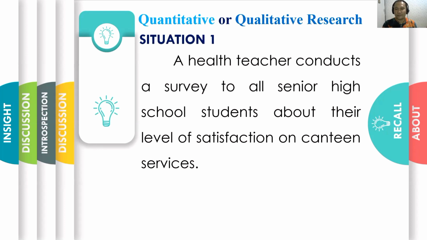Situation number one. A health teacher conducts a survey to all senior high school students about their level of satisfaction on canteen services. Now, in this case, the health teacher made use of a survey, and the aim of the study is to know the level of satisfaction of the senior high school students. Therefore, in this case, numerical values are going to be collected. Therefore, this is a quantitative research.